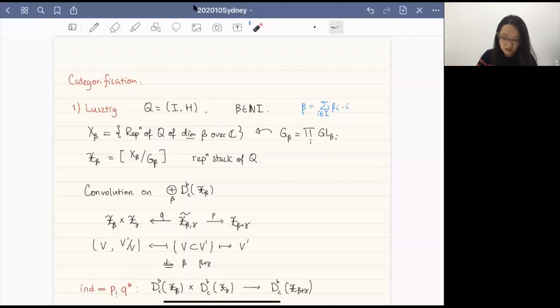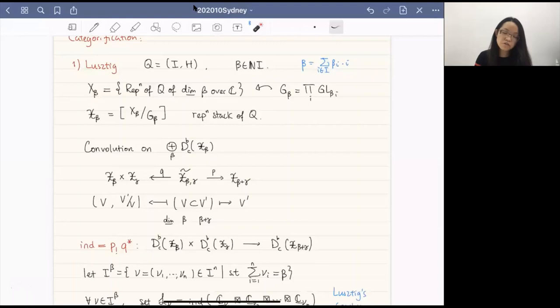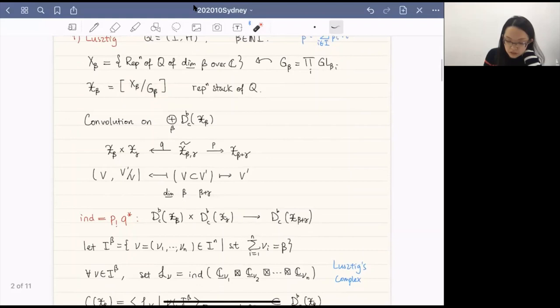And then there is a convolution product on the bounded derived category of constructible sheaves on this curly X_beta, or you may view this as the same as the equivariant derived category on X_beta with respect to G_beta. Okay. All right, and this convolution product is defined in the following way.